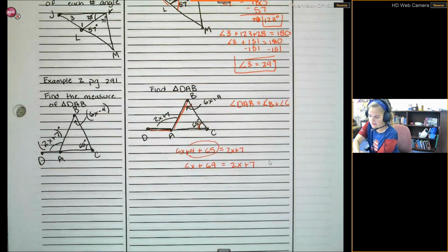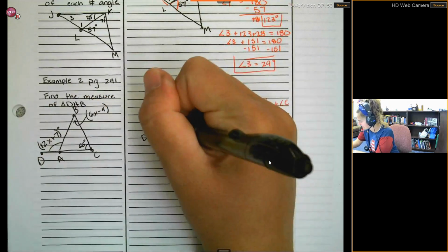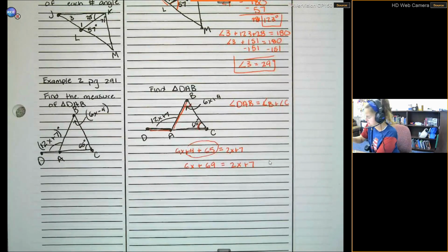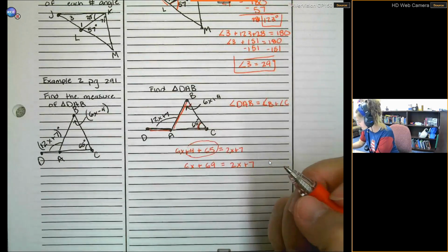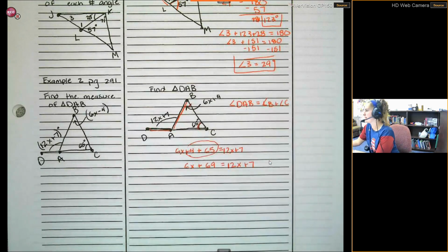Oh, this is 12x. I'm so sorry. No wonder it wasn't going to work. I looked in the book. Sorry, everyone. This is 12x, not 2x. Which makes a significant difference here. My bad.